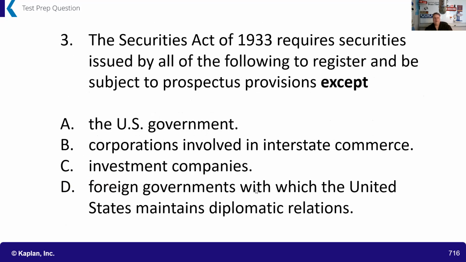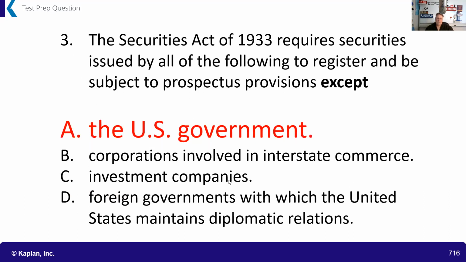The Securities Act of '33 requires securities issued by all the following to register and be subject to a prospectus, except. Very testable to know that the U.S. government is exempt from all of this stuff, right? When Congress passed '33, they said your own government wouldn't rip you off. So the U.S. government is an exempt issuer of securities, and therefore all the securities are exempt. If the issuer is exempt, the securities are exempt. By the way, it doesn't use the word exempt, but that's the word for that. If you're not registering the security, that means the security or the issuer is exempt. Now, I warn you, on your third leg of your testing journey, that's going to be a huge part of the exam, the 63, 66, 65.